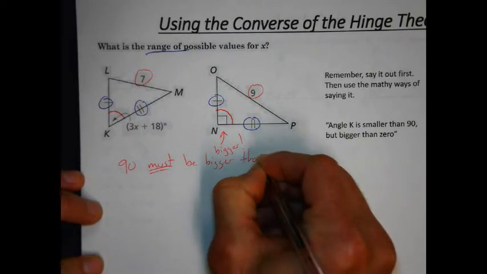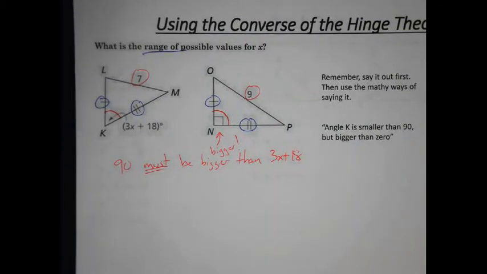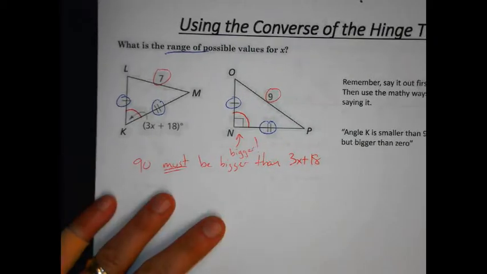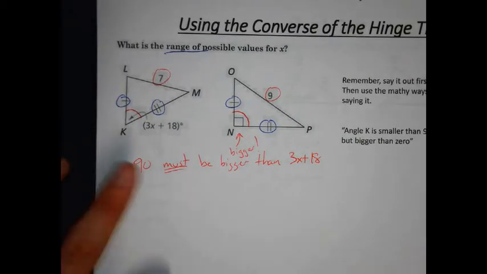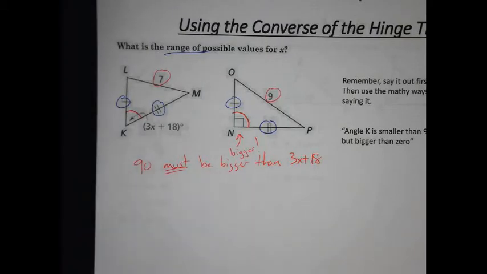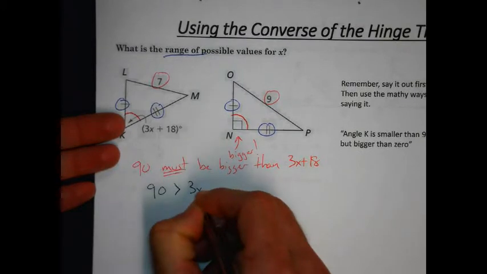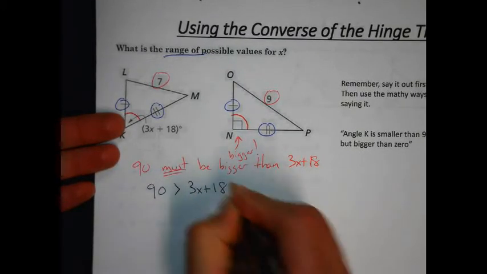Okay, look at the words I'm using. I'm trying not to be so mathy, because if you can speak it, you can read it, you can do it. So 90 must be bigger than 3x plus 18. How do we write that in mathy terms? We can say 90 is greater than 3x plus 18.